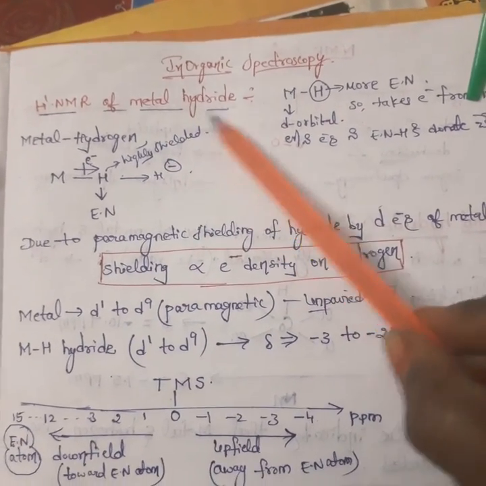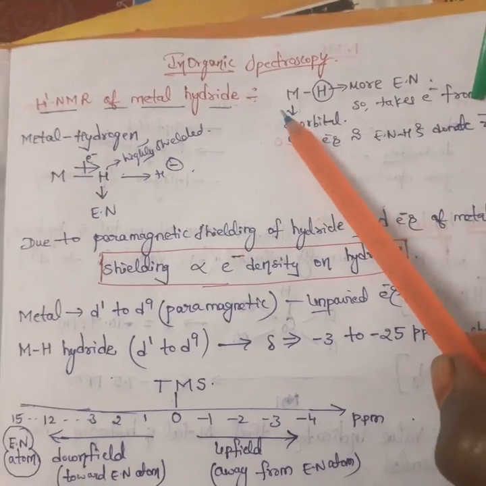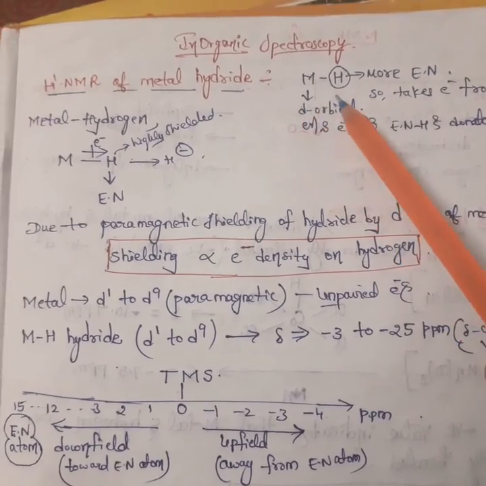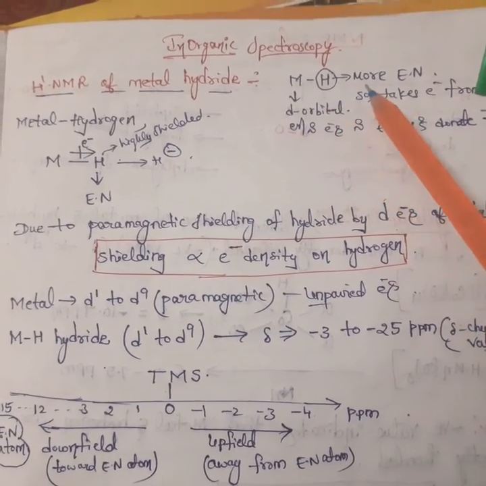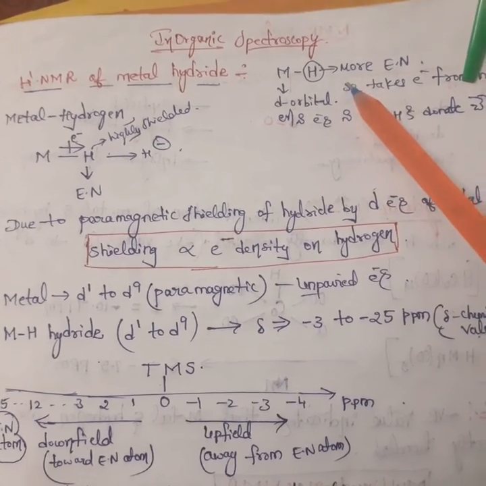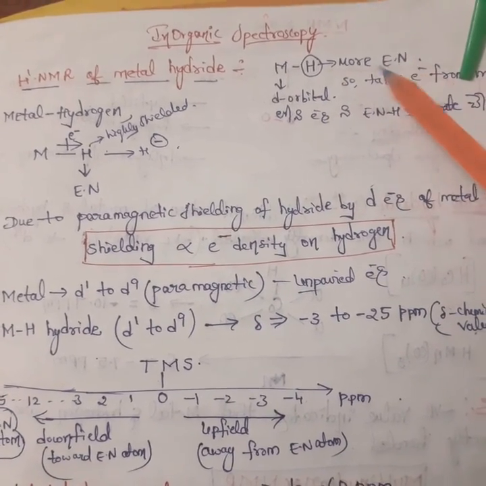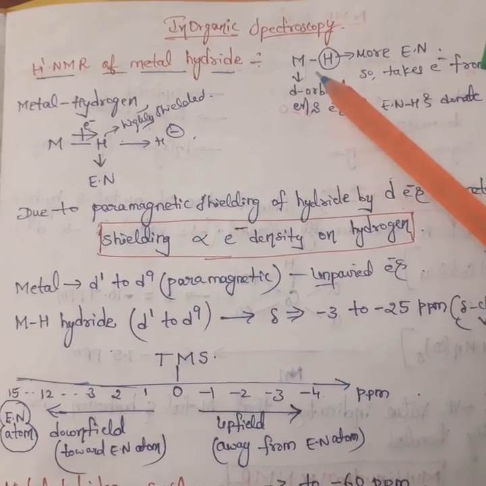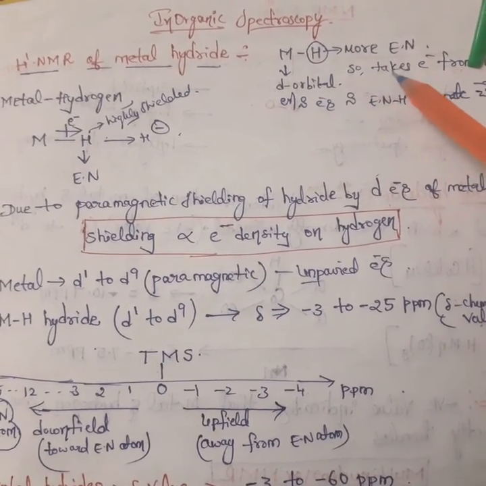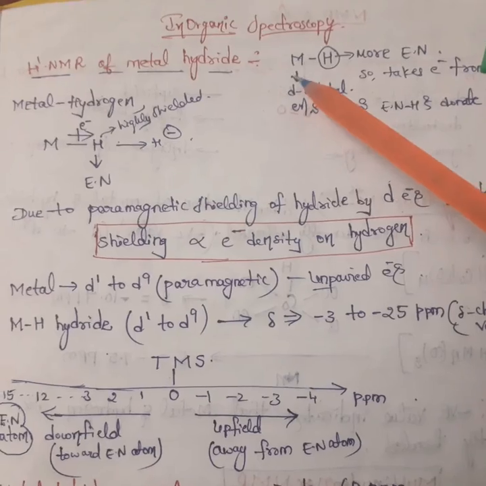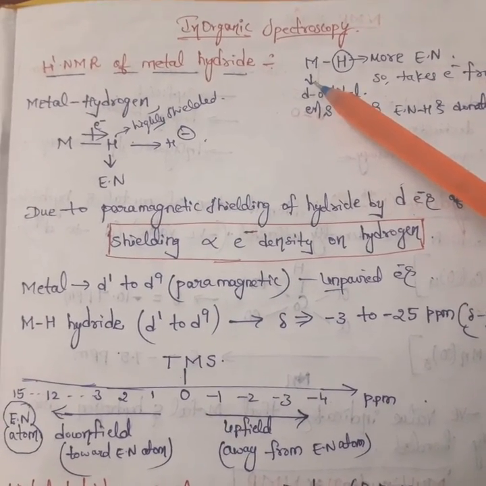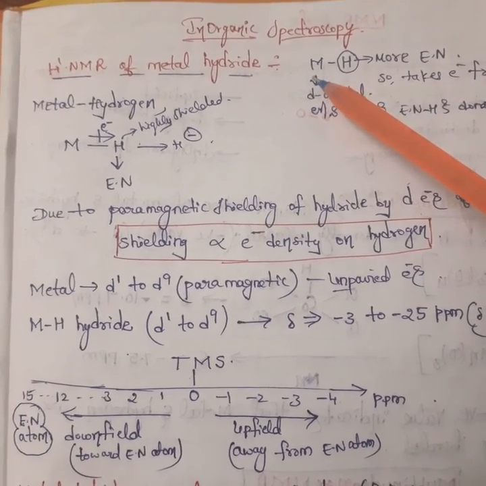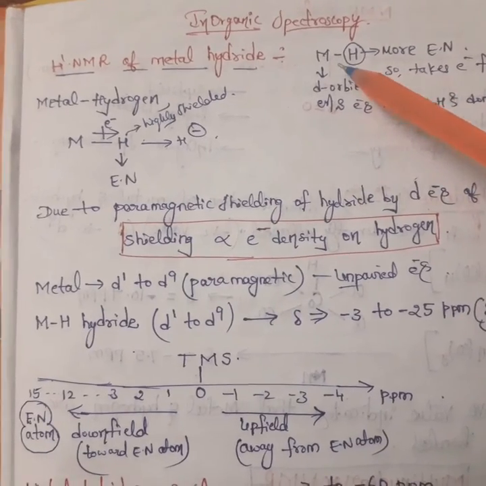See, metal hydride means the hydrogen is attached to the metal. Here we should know one point: hydrogen is more electronegative. We know that whenever a particular atom is electronegative, it attracts the electrons from the adjacent atom. So as the hydrogen is more electronegative, it takes electrons from the metal. We know that in the metal, d orbitals are present. That means the electrons present in the d orbitals move towards the hydrogen. This thing we should know.